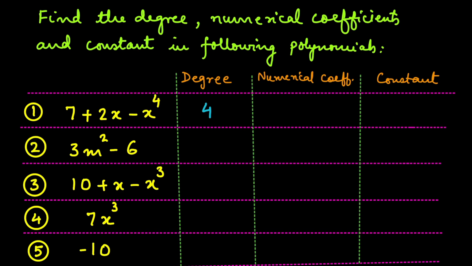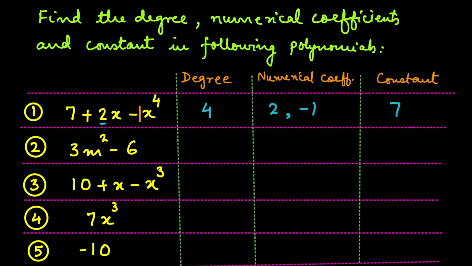Then the numerical coefficient. We have to only look at the variable terms. The variable is x, and what is the coefficient with it? Nothing is written here, so as we discussed, we'll write 1 with it. The coefficients are 2 and -1. Then what is the constant? The constant is the term which is without the variable. 7 is the term here, so we write 7 as the constant.